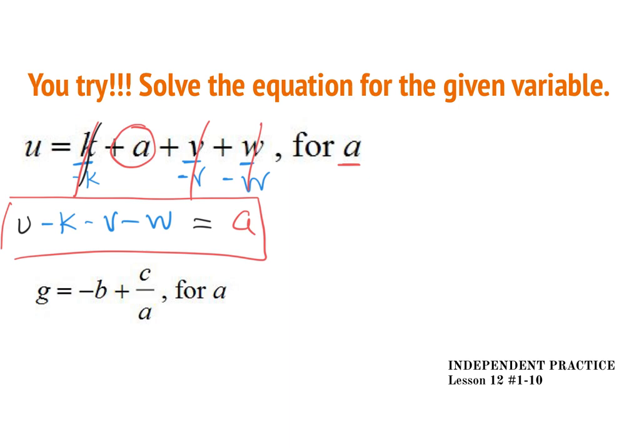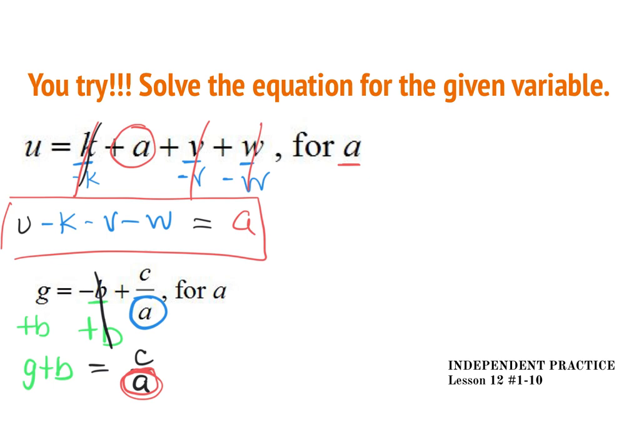So one last question. I want to isolate my variable a. So I need to get rid of b and c. Because b is not a part of the variable group, we are going to get rid of b first by adding, so plus b. So we have g plus b, because we can't actually do that addition, so we just write what we see, equals c over a.